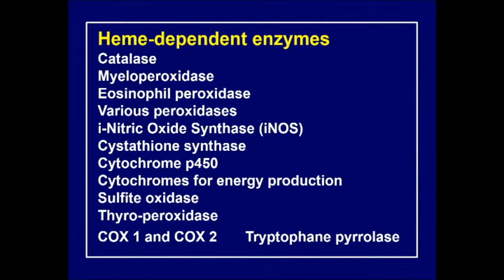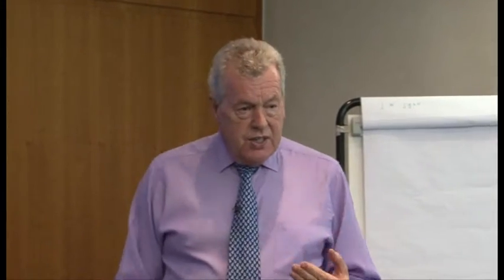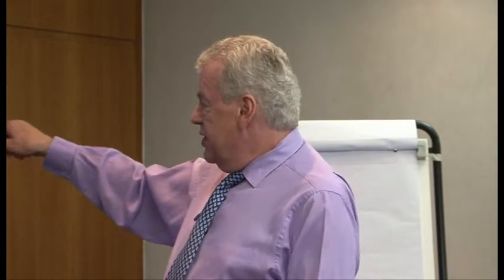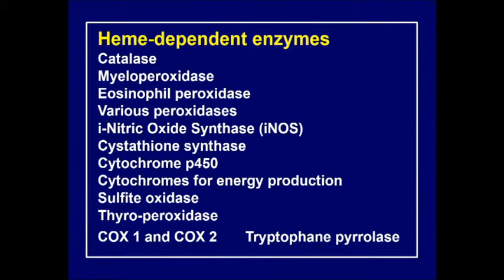Inducible nitric oxide synthase to make nitric oxide. Cystathionine synthase. This is the one that converts homocysteine into cystathionine, which then goes on to make cysteine. So if we've got a defect here, we would end up with a high level of homocysteine because we're unable to synthesize it. Cytochrome P450. All the cytochrome P450 detoxification enzymes are heme dependent. They're all loaded with heme inside.